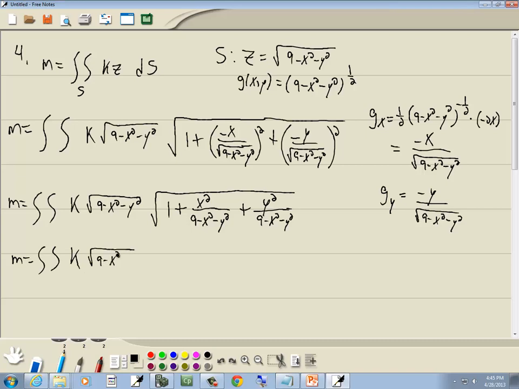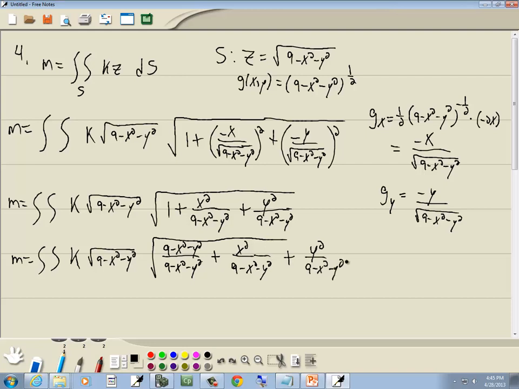And all this carries down. And I need to get a common denominator. So I can rewrite 1 as (9 minus x squared minus y squared) over (9 minus x squared minus y squared), plus x squared over 9 minus x squared minus y squared, plus y squared over 9 minus x squared minus y squared.